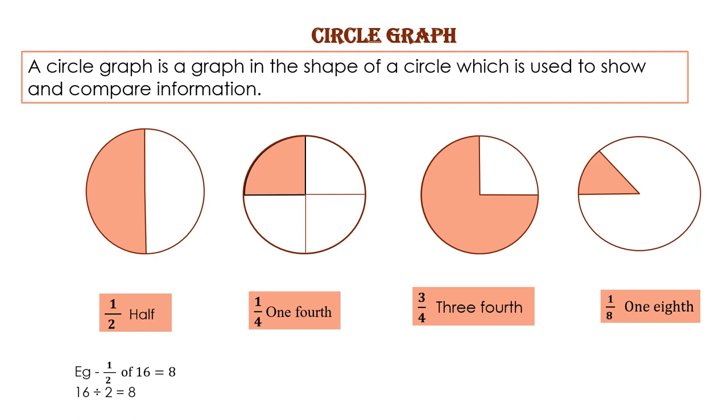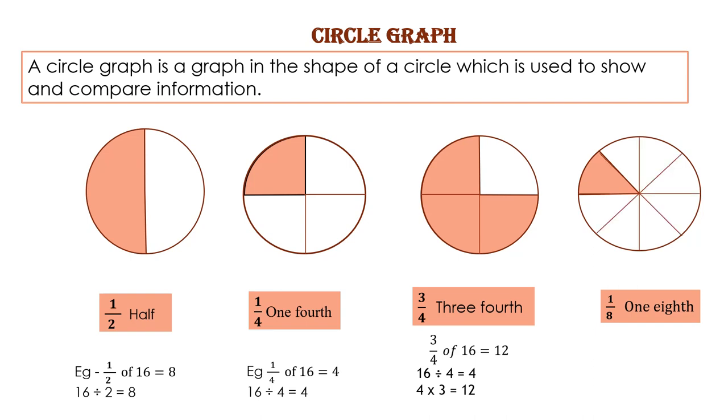To find 1/4 of 16, we divide 16 by 4. So 16 divided by 4 equals 4. To find 3/4 of 16, we divide 16 by 4, which is 4, and then multiply 4 by 3. So 4 multiplied by 3 equals 12. So 3/4 of 16 is 12. To find 1/8 of 16, we divide 16 by 8. 16 divided by 8 equals 2. So 1/8 of 16 is equal to 2.